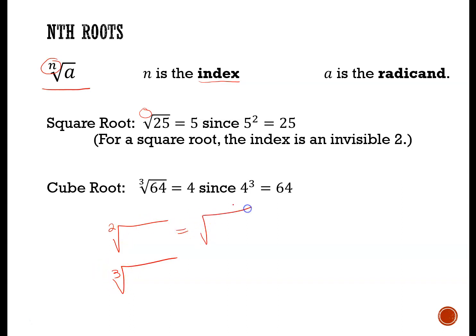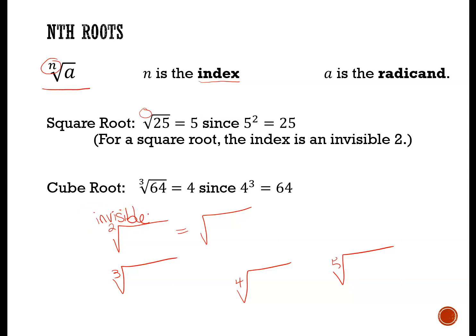So square roots, you don't see the 2, it's invisible. But a cube root, you do see a little 3 there. The index is called 3. You could have a 4th root, and you would see a little 4 there indicating a 4th root. You could have a 5th root, and on and on and on. The only time you don't see the index written is for the square root. So it's an invisible 2.